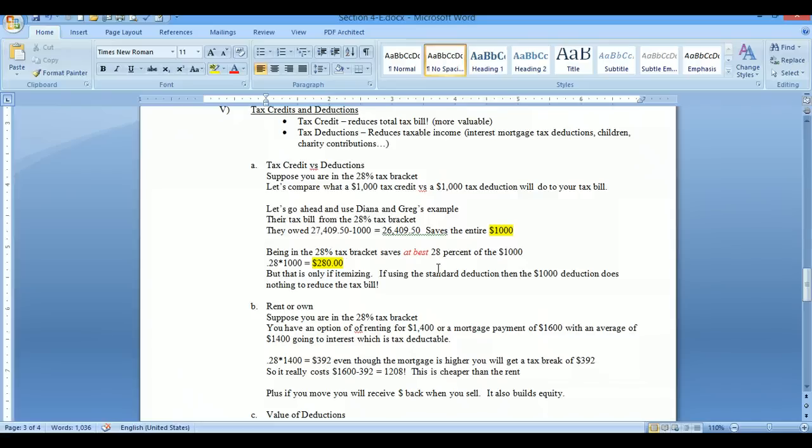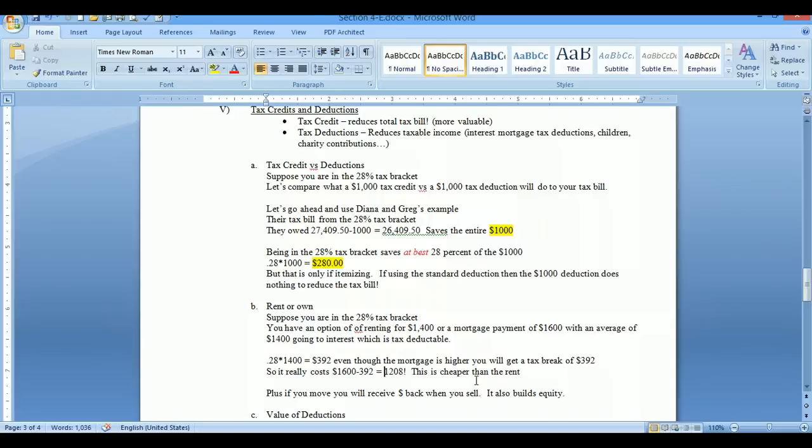If you are in the 28% tax bracket and the $1,400 is going to your tax deduction, then 28% times that mortgage interest is $392. So even though the mortgage is higher, you get a little bit of a tax break because of being in the 28% tax bracket, and it saves you $392. So really, your mortgage is only costing $1,208. So it's actually cheaper than renting in the first years.